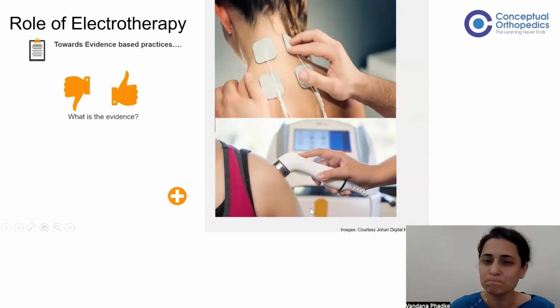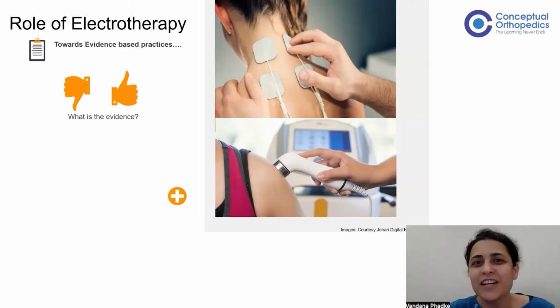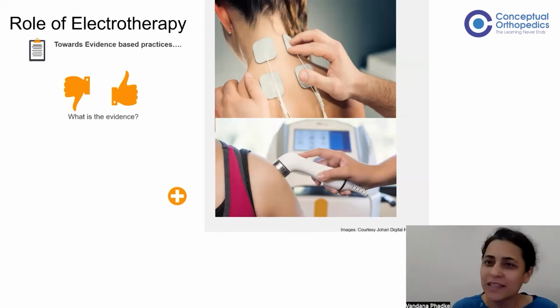So that is an extra piece of evaluation that we physiotherapists do, which I think could be useful for orthopedic surgeons as well. The second thing I wanted to talk about is the role of electrotherapy, and that is the most common prescription that we get from orthopedic surgeons for any pain management. Surgeons tend to write IFT, TENS, SWD, and they send it to the physiotherapist for management.